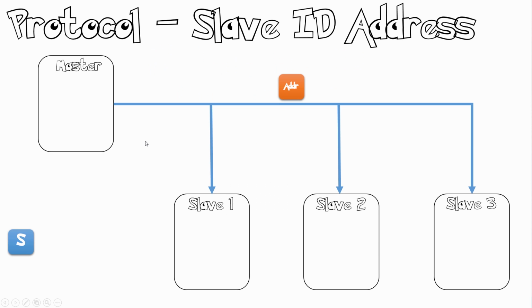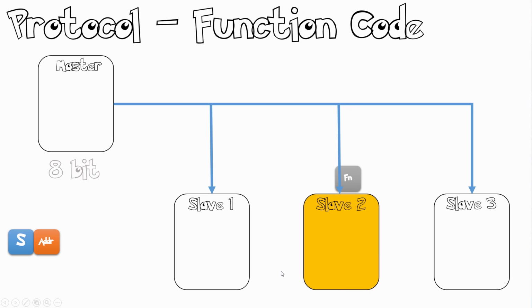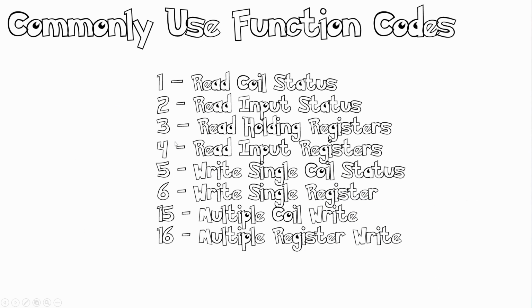So we send our slave address ID to all of the slaves, and that is an 8-bit address. When the slave with the right ID receives that ID command, it lights up and activates. Then we send our function code, which is also 8-bit. Let's take a look at what the function code is. If I send a 1, it means read coil status. If you don't know what a coil is, I'll explain later in this video. 2 is read input status, 3 is read holding registers, 4 is read input registers, and then we've got write single coil status, write single register, multiple coil write, and multiple register write. These are just the most commonly used function codes.